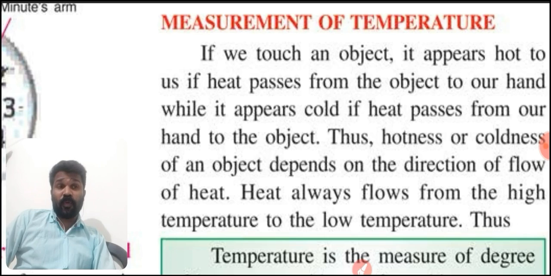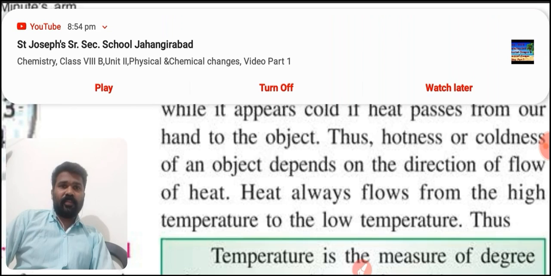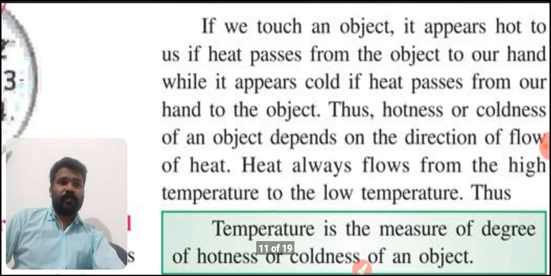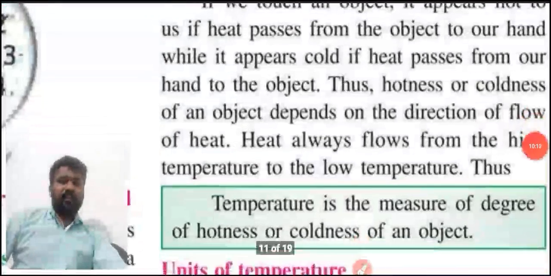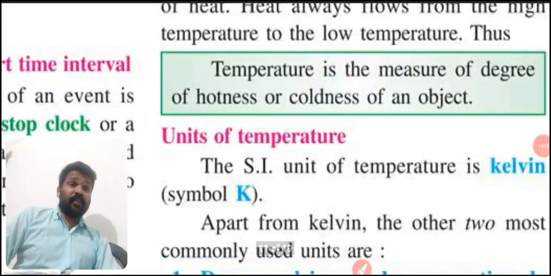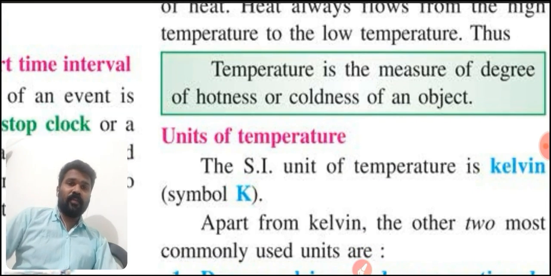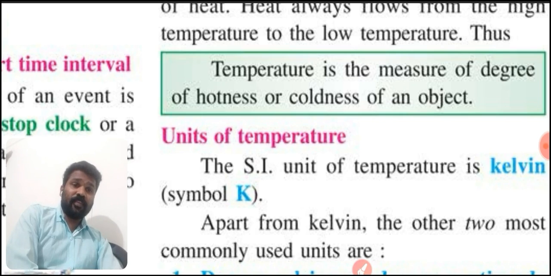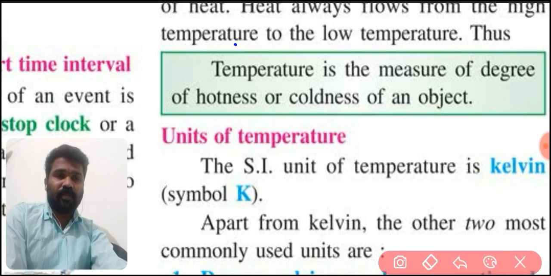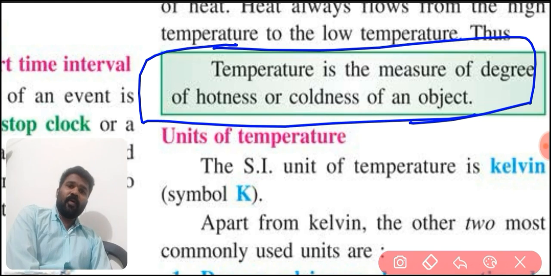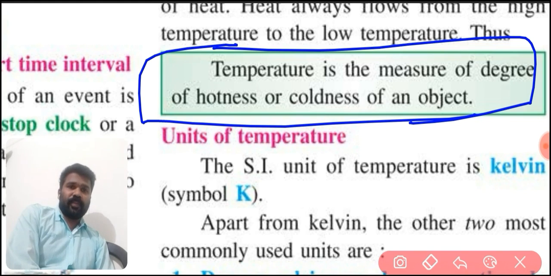Heat always flows from high temperature to low temperature. Thus we can say that temperature is the measure of degree of hotness or coldness of an object. Okay students, here we have the definition of temperature: temperature is the measure of degree of hotness or coldness of an object.